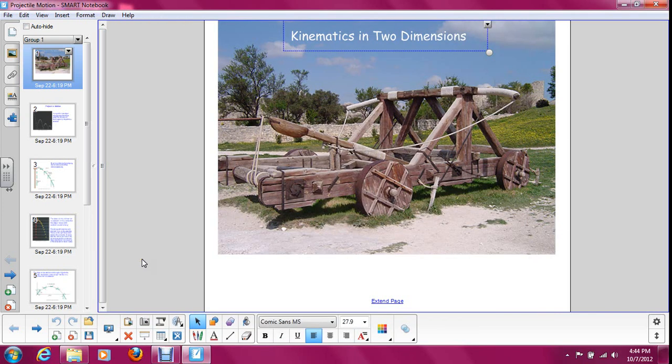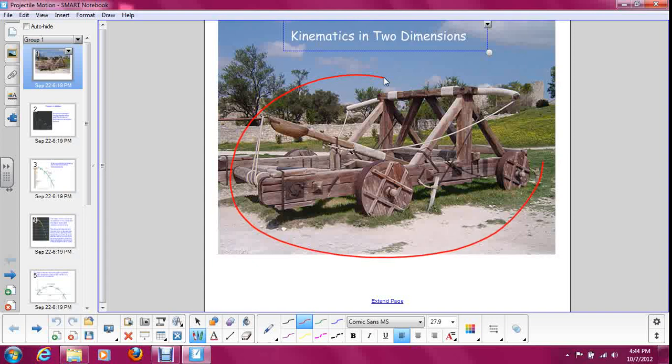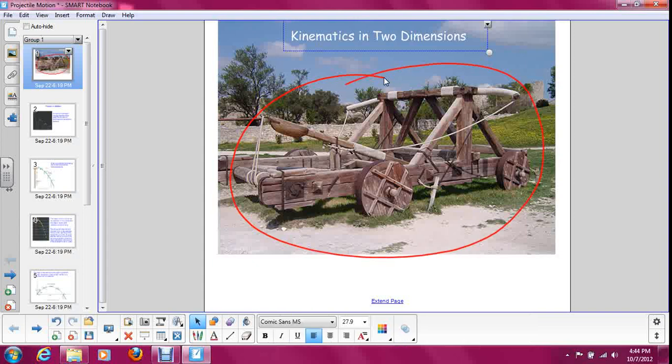Welcome to kinematics in 2 dimensions. We are going to be talking about something called projectile motion today. And for most of you, projectile motion will be pretty exciting, other than the math part, because this is when you launch things in the air. So this is a picture of a catapult, and a catapult is all about projectile motion.